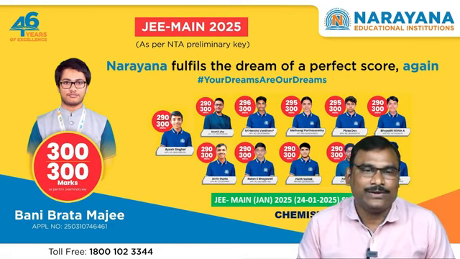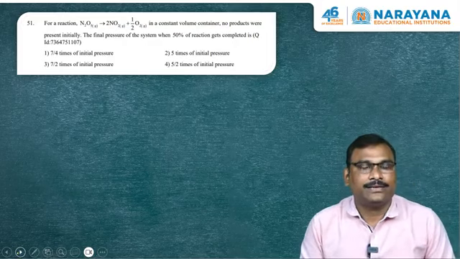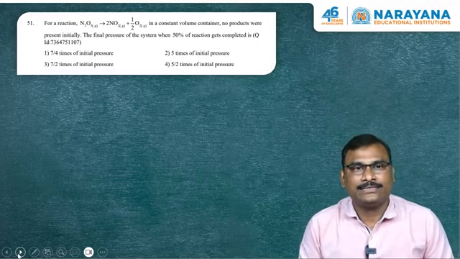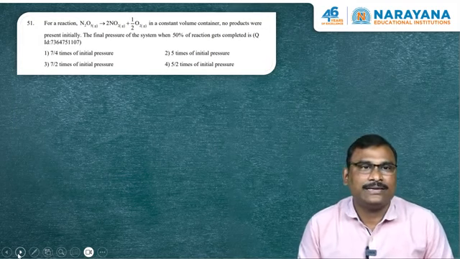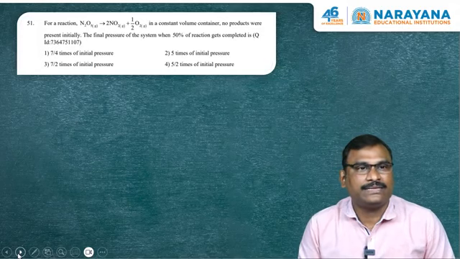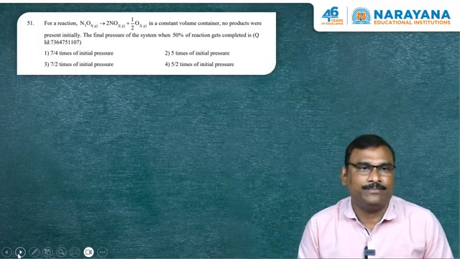Let us see the question paper, students. Yes, question number 1. For a reaction, N2O5 gas produces NO2 gas and oxygen gas upon its decomposition in a constant volume container. No products were present initially. What is the final pressure of the system when 50% of the reaction gets completed?